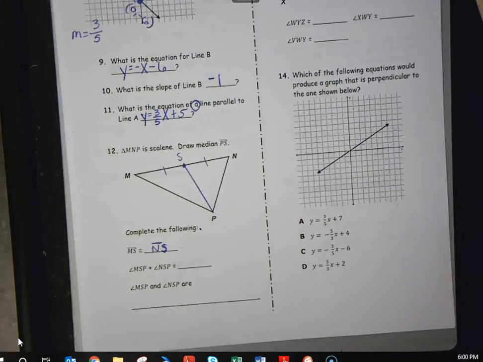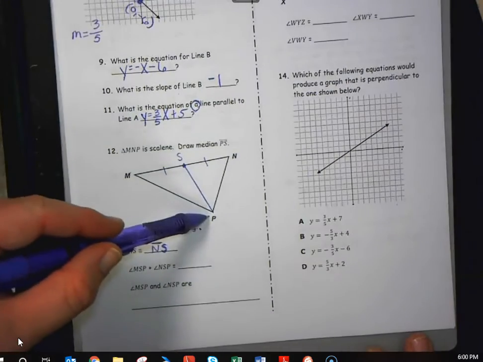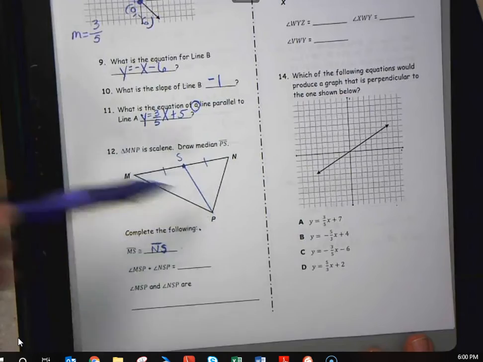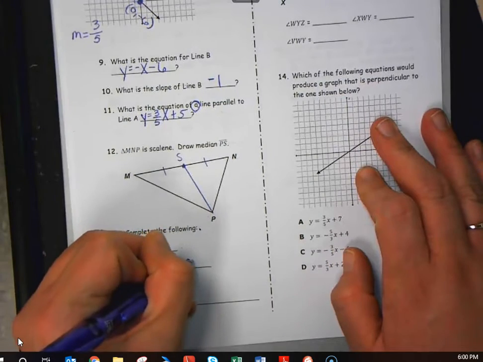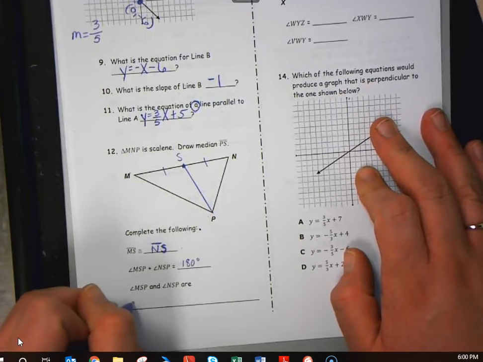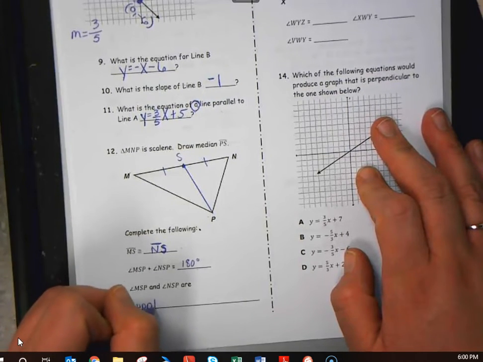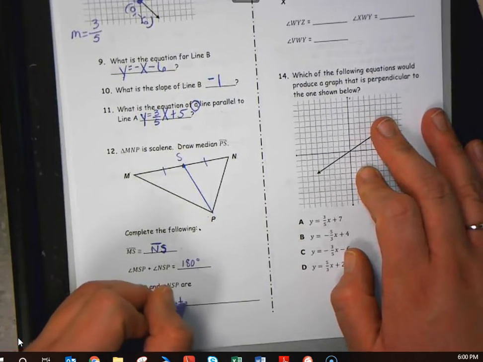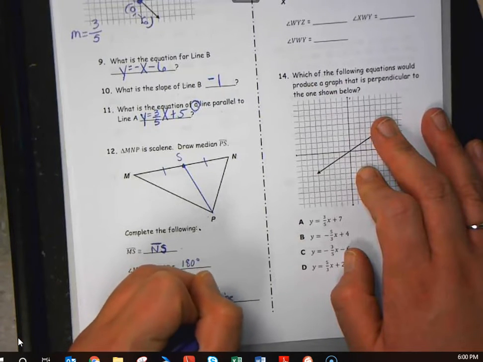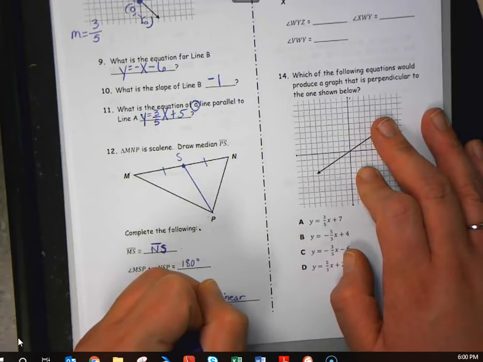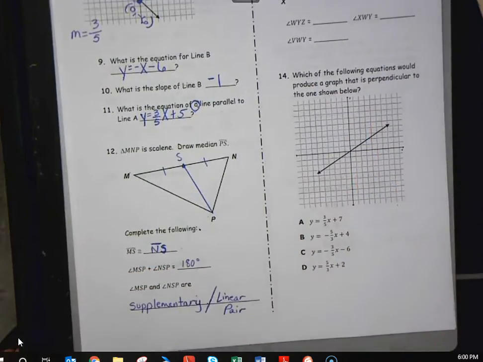All right. Now it asks us about angle MSP plus angle NSP. Now we can see that those are a linear pair. So that's going to equal 180 degrees, and they are supplementary. Additionally, they're a linear pair. Linear pairs are always supplementary, but not all supplementary angle pairs are linear pairs because they also have to be adjacent. Two angles can add up to 180 without touching.